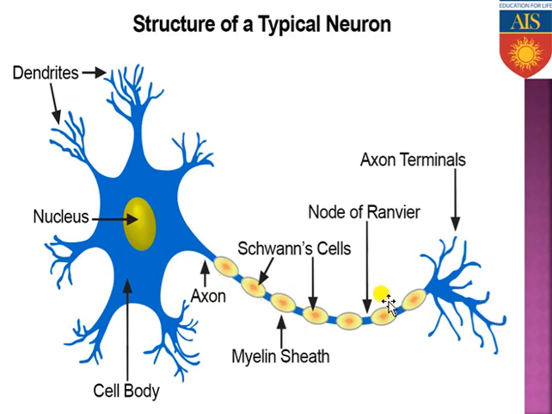One more thing I want to say here: the gaps present in between the myelin sheath are commonly known as nodes of Ranvier, and those nodes of Ranvier have various kinds of ion channels, sodium and potassium ion channels. Due to the exchange of those ions, the nerve impulse propagates through the axonal membrane or axonal process.